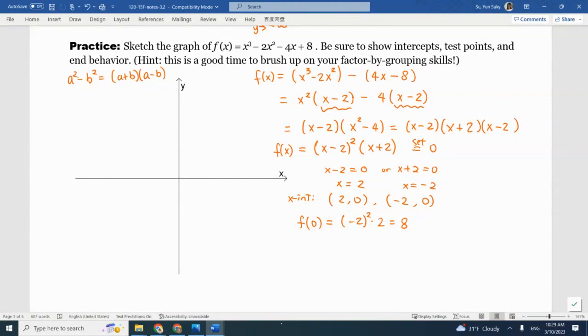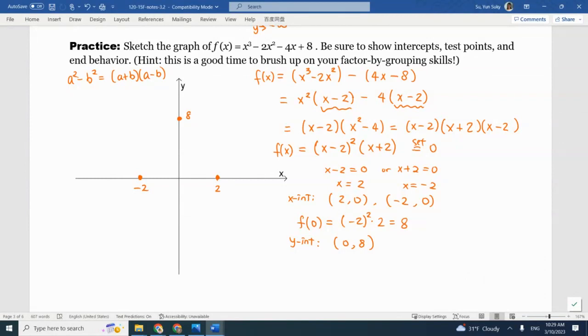8, yes. So the y-intercept is (0, 8). Okay, now plot those points on the xy plane. (2, 0), let's say this is (2, 0) right here. (-2, 0) right here. (0, 8). 8 is positive, so make it up there.